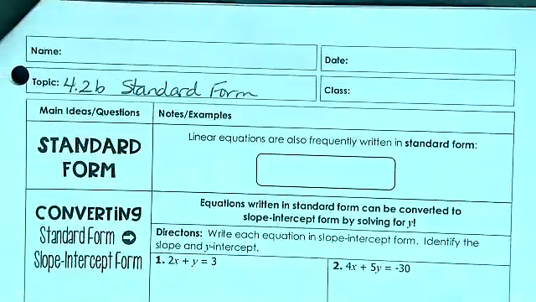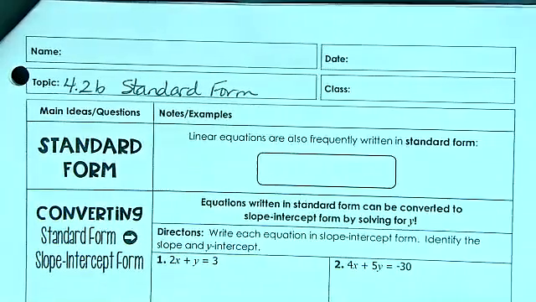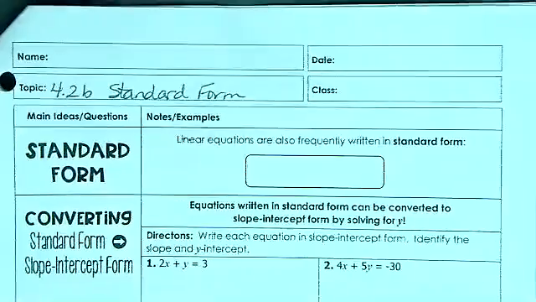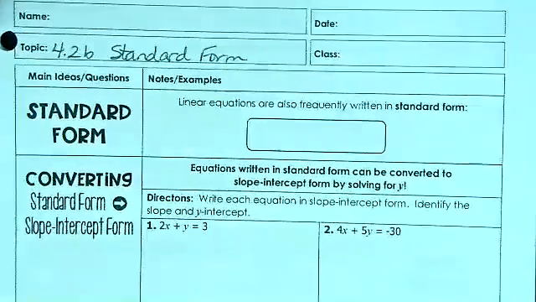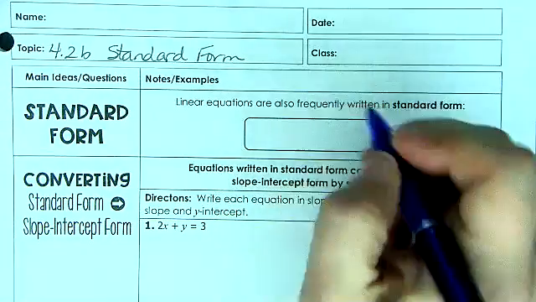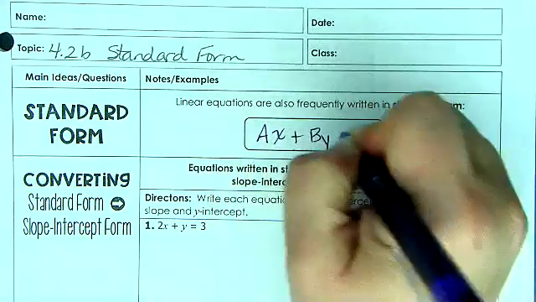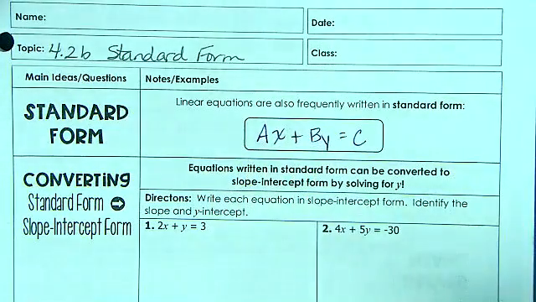Now we're going to talk about standard form, which is just a different form to write the equation in. Standard form is also used pretty frequently, but the y equals mx plus b is more common. And standard form is ax plus by equals c.